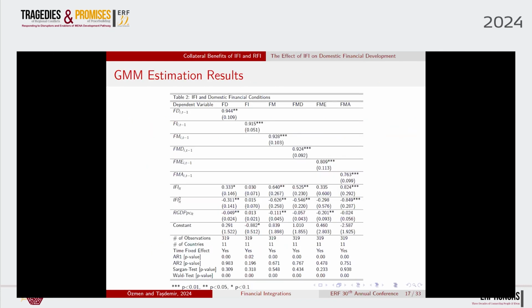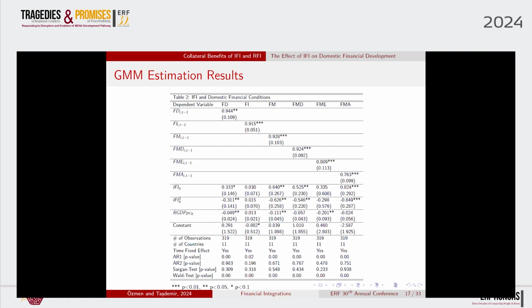Let me explain the first column. In the first column, we focus on the aggregate financial development index. Actually, in this paper, we consider the financial development index database published by Svirydzenka and the IMF. This data is disaggregated as financial institutions and financial markets. The data also allows us a further disaggregation with respect to depth, efficiency, and access.